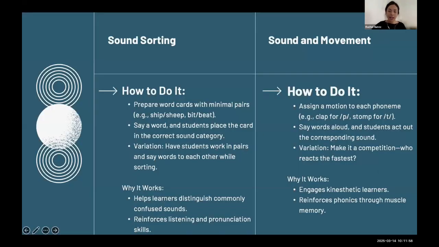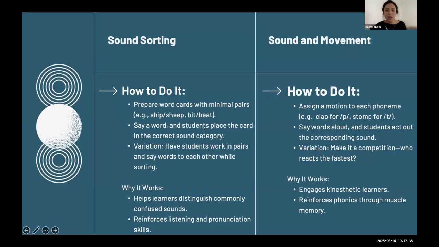Okay, so sound sorting, how do we do that? We prepare word cards with minimal pairs. If you don't know what minimal pairs are, it's what I just explained: only one sound differentiates the two words. In this case, ship and sheep, so we only have the short I and the long E sound differentiating the two words. Also here, bit and beat. You might also see man and men. That's another example of a minimal pair.